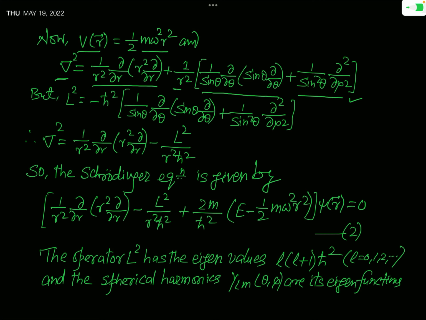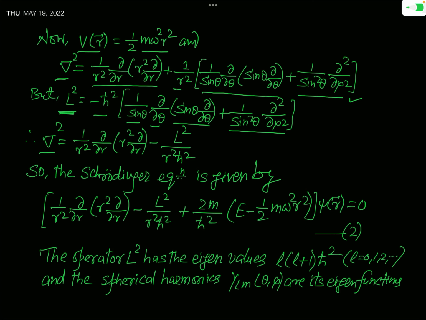But in the course on quantum mechanics, you have studied the angular momentum square operator, and you know the expression for the L square operator in spherical polar coordinates. This is minus h bar square times 1 over sine theta del by del theta of sine theta del by del theta, plus 1 over sine square theta del 2 by del phi square. This is the expression for the operator L square in a spherical polar coordinate system. So if you want to write the expression for the Laplacian, what will that expression be?